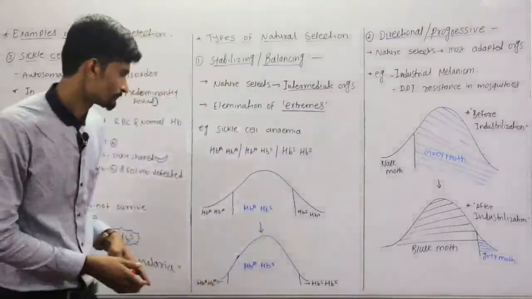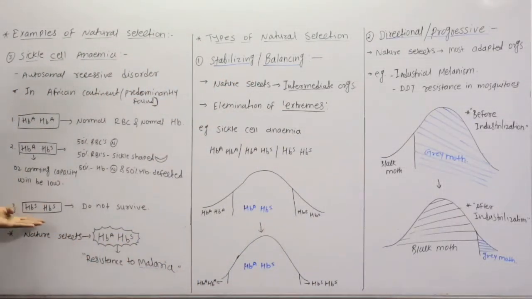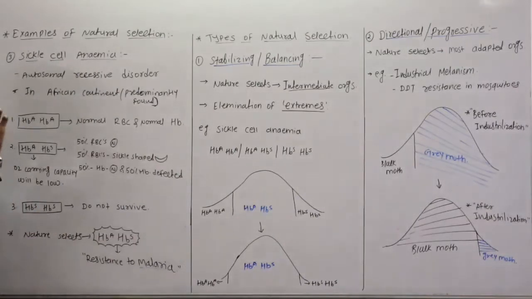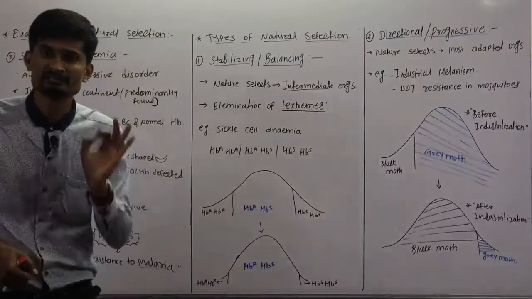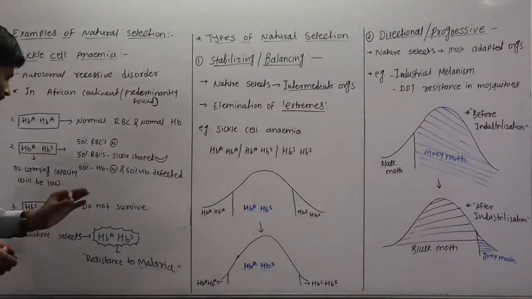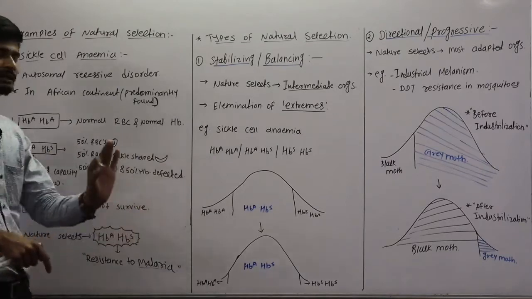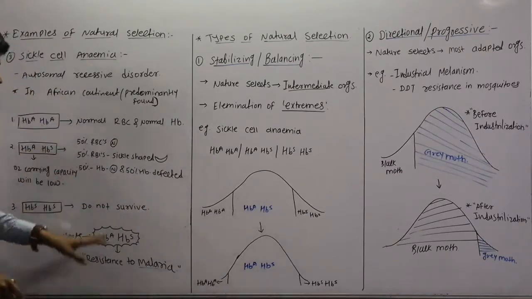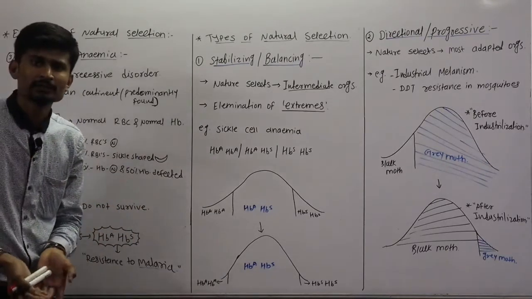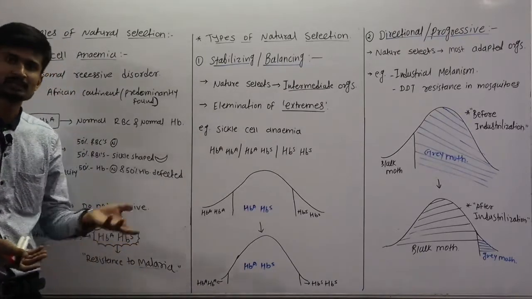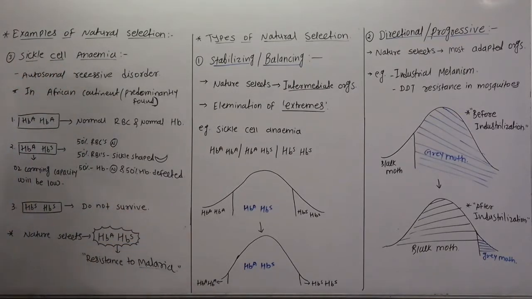The third genotype is HbS HbS, and this is a sufferer. This is a diseased person, because due to the presence of both recessive genes for sickle cell anemia, 100% of RBCs will be sickle shaped and 100% of hemoglobin will be defective. So there is no oxygen carrying capacity in that hemoglobin, and the person will die. So these are the three genotypes.